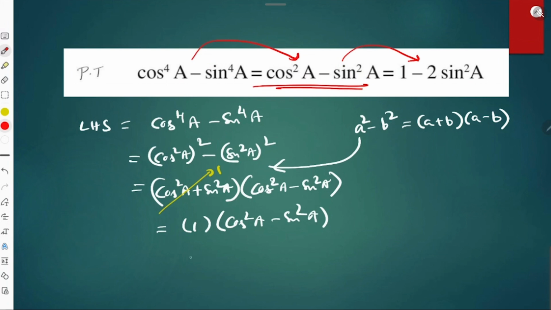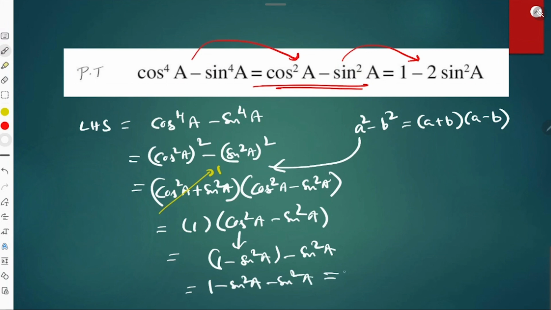And again, further if we continue, we know that cos square A is 1 minus sin square A, minus sin square A. So 1 minus sin square A minus sin square A will become 1 minus 2 sin square A. Simple. This is the required RHS.